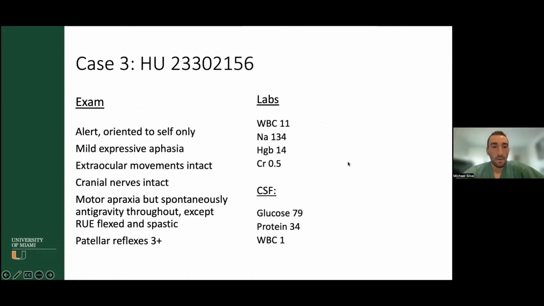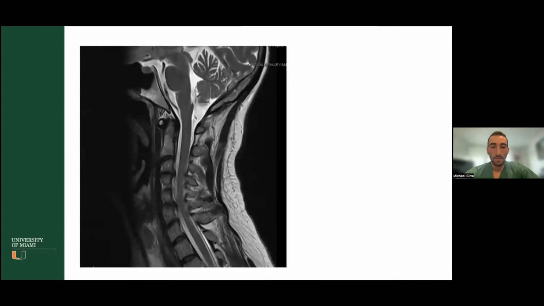So this is the patient's exam: alert but very confused, oriented only to himself, mild expressive aphasia, cranial nerves intact. On motor exam, had motor apraxia, but spontaneously moving everything antigravity except the right upper extremity, which was flexed and mildly hyperreflexic. For the labs and the CSF profile, neurology did a lumbar puncture as part of their workup before they came to us. So here is the cervical MRI. Do you want to describe what you see here?